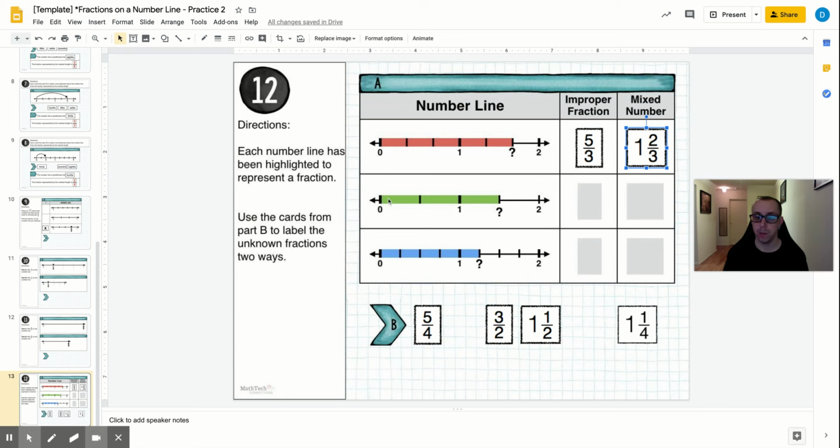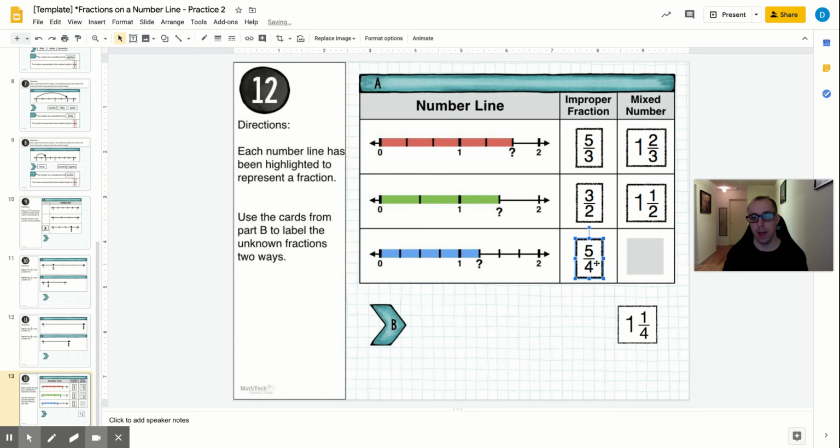Okay, here is 1, 2. So it's halves. And this is 1, 2, 3 halves. It's also 1 and 1/2 as a mixed number. They call it a mixed number because you're mixing a whole number with a fraction. And finally, 1, 2, 3, 4. So we're dealing with fourths. Here's 4/4, so 5/4. And since 4/4 is equal to 1, it's 1 and you see one more fourth.